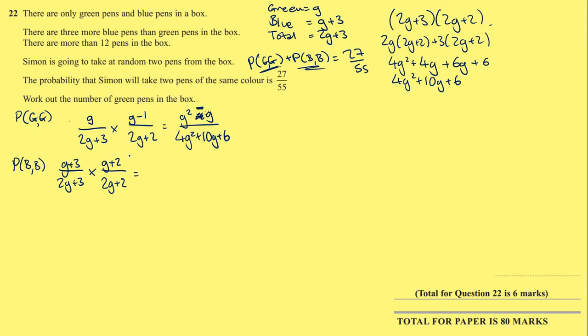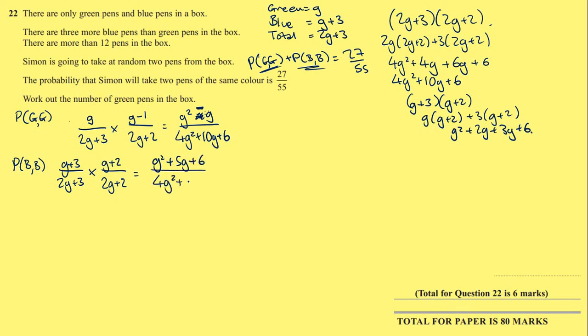So when I expand this out, I'm going to get G plus 3 lots of G plus 2. G lots of G plus 2 plus 3 lots of G plus 2. You might be a person that uses FOIL, it's fine. 2G plus 3G plus 6. So that will be G squared plus 5G plus 6 over, the denominator is going to be exactly the same, 4G squared plus 10G plus 6.